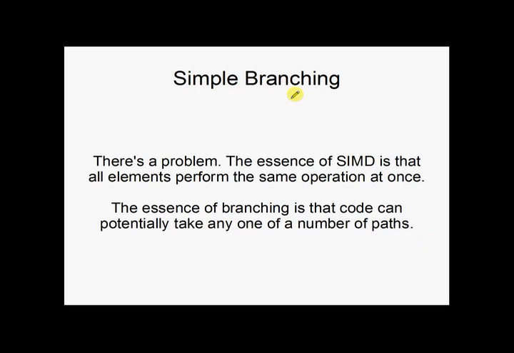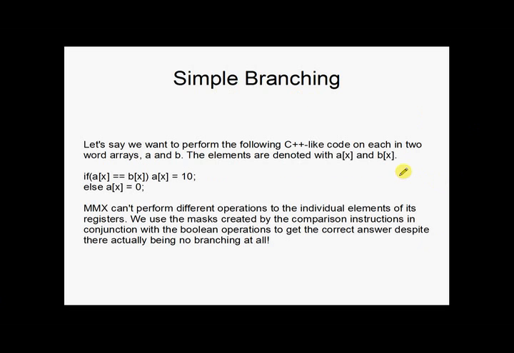So branching in SIMD is pretty interesting. We've got to think pretty hard about how to achieve some of these things. Anyway, I've got a little example here. I've got two arrays, one called A and one called B, and we're just saying that they've got 4 words in each for this simple little example. And all I want to do is achieve exactly this, the C++ code.